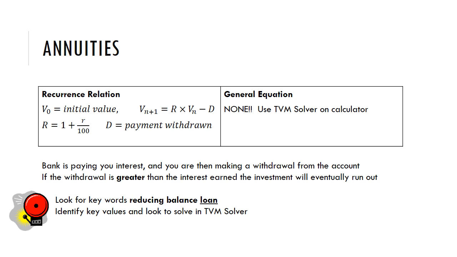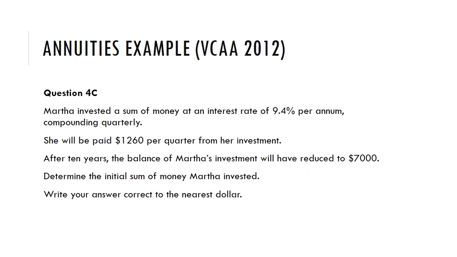We've got to look for keywords. The keyword is actually annuity. So as soon as you see annuity, this is the type of thing. Again, there is no general rule. You're using the finance solver on your calculator. So identify the key values and then enter them, and solve for what's left.